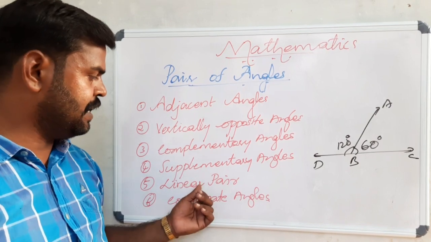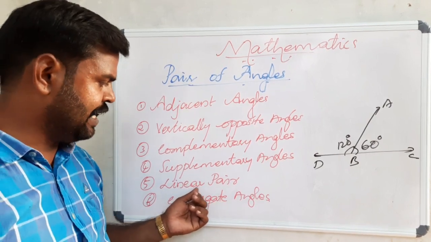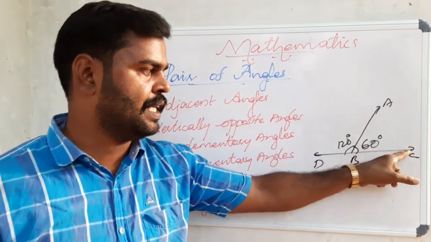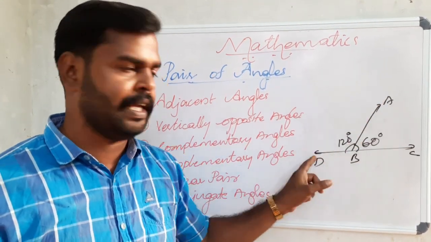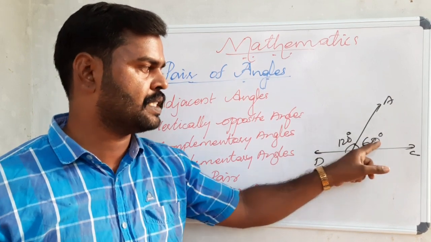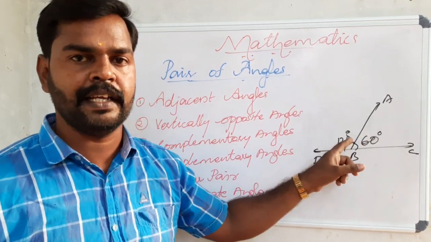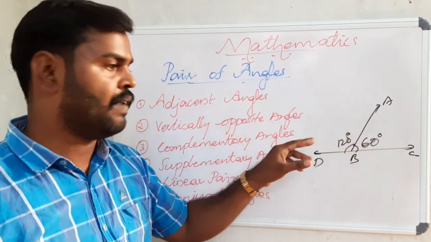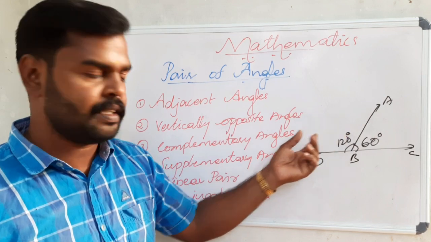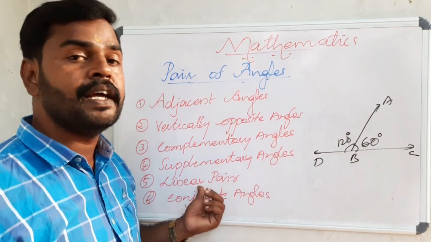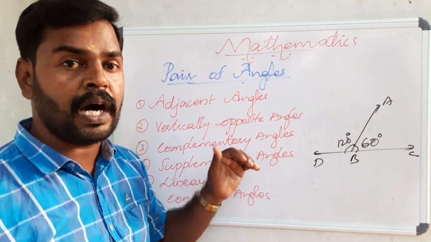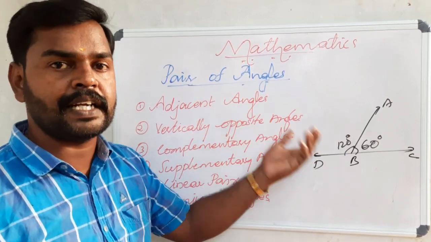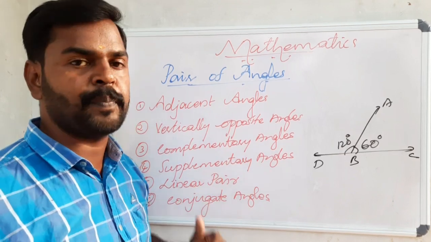Next, we can discuss linear pair. Pair means double. See here, angle ABC and angle ABD. 120 plus 60, a straight line, 180 degrees. So the sum of two adjacent angles is 180 degrees, or a straight angle. Then that type of angles are called linear pair.